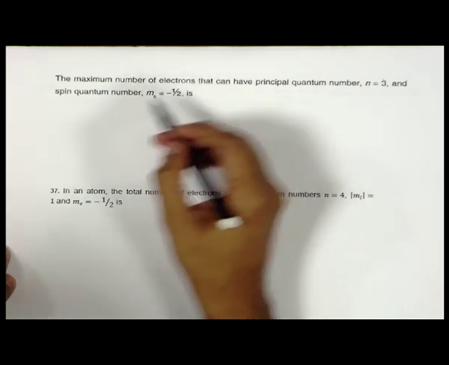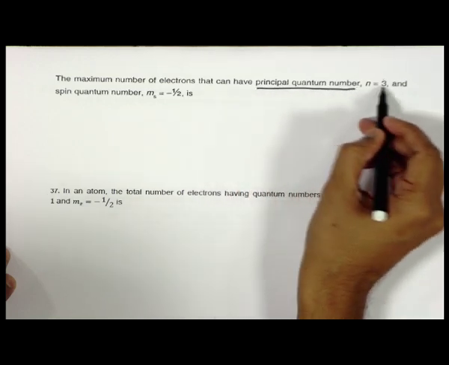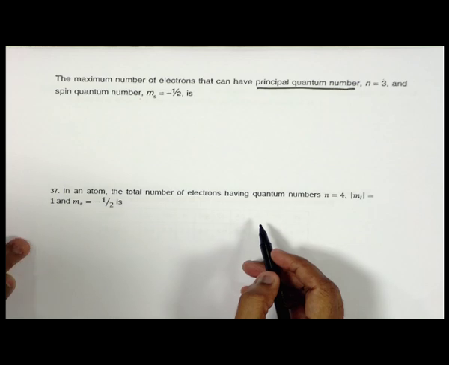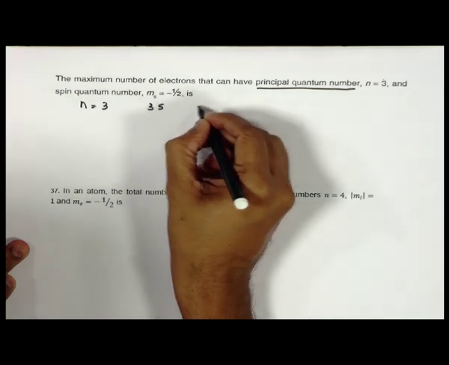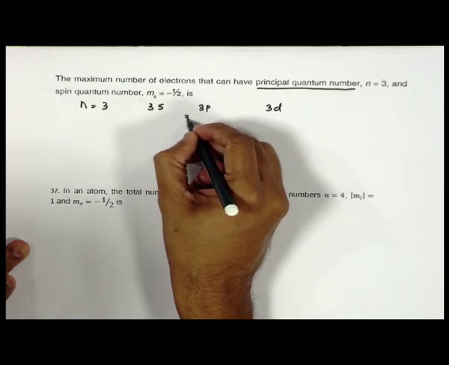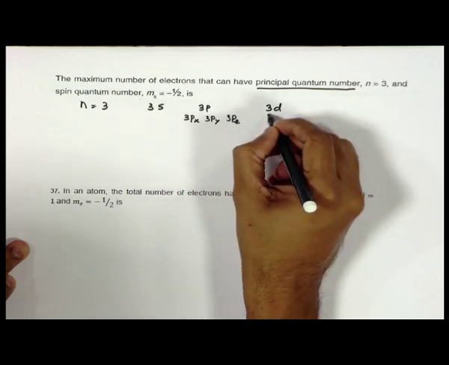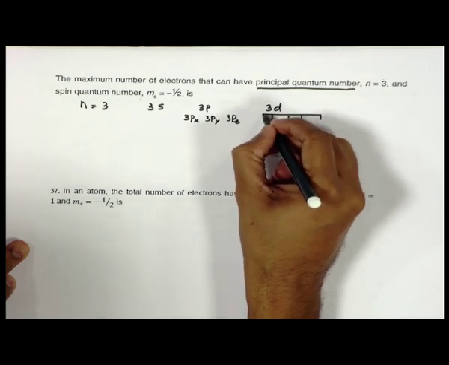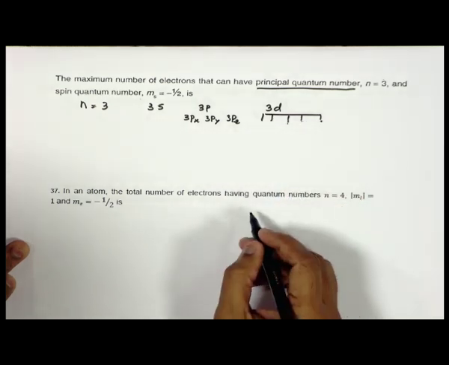We will take up the next question. It asks for the maximum number of electrons that can have principal quantum number n equals 3 and spin quantum number ms equals minus half. So, n is 3. If n is 3, what are the orbitals possible? 3s, 3p, 3d. In 3p, I have 3px, 3py, 3pz, and in 3d, I have 5 different orbitals: 3d xy, yz, zx, x square minus y square and z square. I am not writing them now.